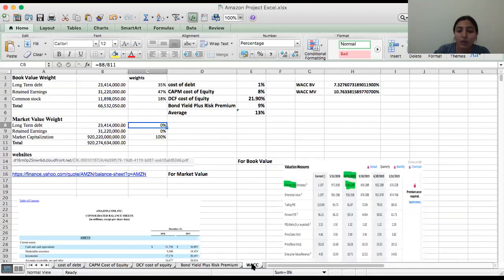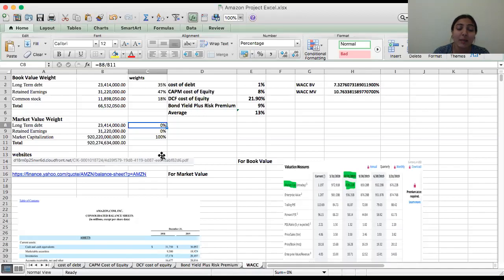Now let's move on to the weighted average cost of capital. In this, you need to find the book value weights, the book value numbers, and the market value numbers. Book value numbers you can get straight from the balance sheet, and the market value numbers you can get from the yahoo.finance website. So for the WACC, there are two important components: the equity amount and the debt amount.